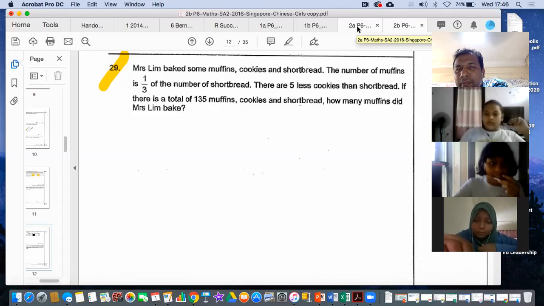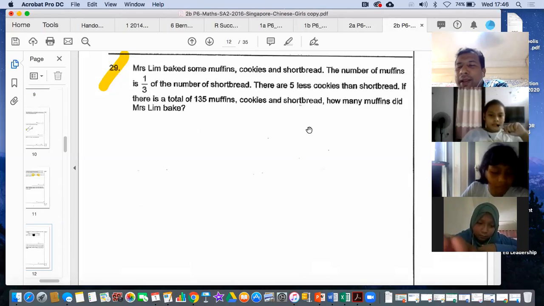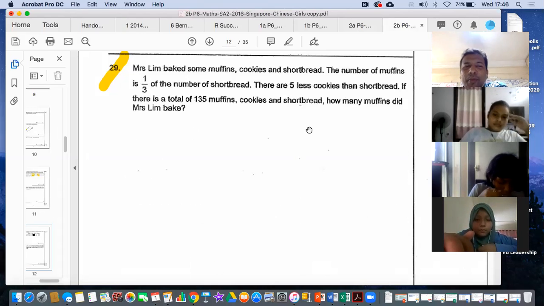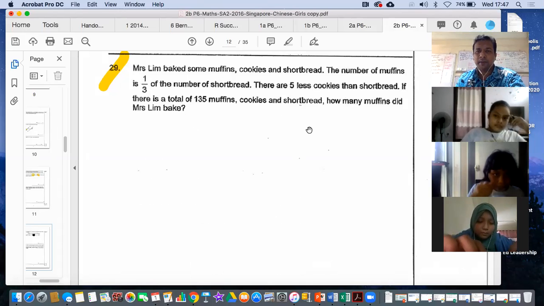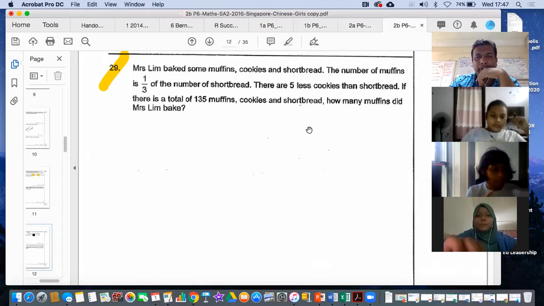The answer 30. 30, let's see. 29. The answer is 20. Never mind. Okay, can you try again? Anyone else get the answer? The rest are not done, I think. Okay, we try. Muffins, cookies, and shortbreads. Number of muffins is 1/3 shortbread.